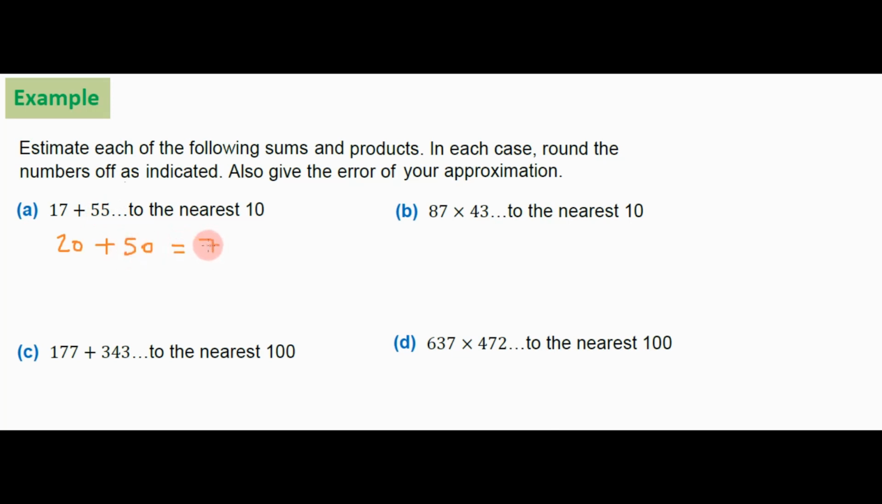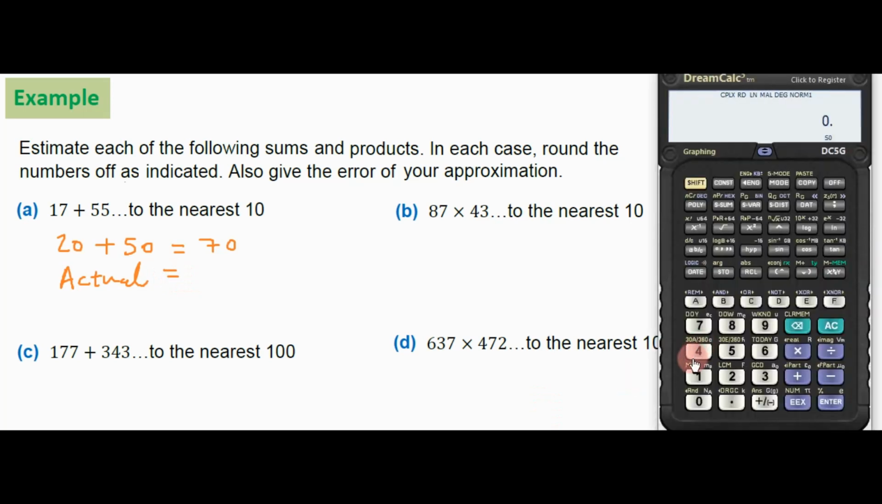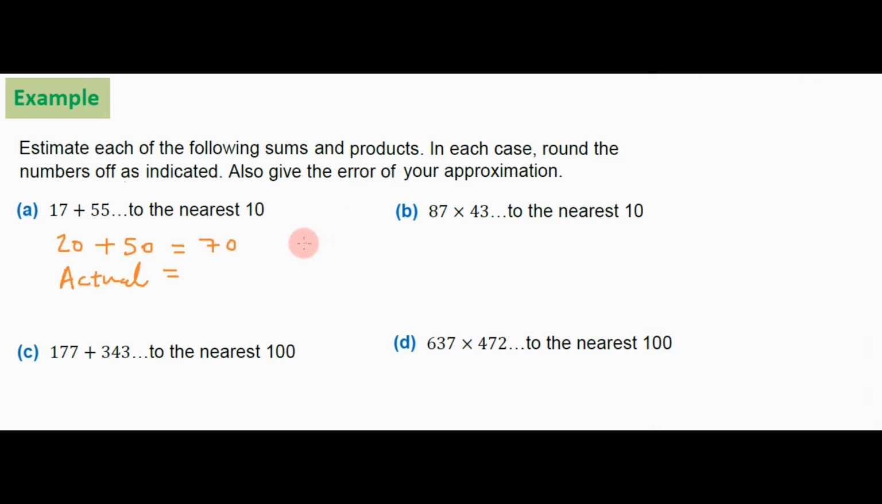And the answer is 70. So this is the estimate. Now, let's see what is the actual. We can use a calculator for that. So 17 plus 55, and we see that comes to 72. So, therefore, the error will be the difference between the actual and the estimate. So it's 72 minus 70, which of course is 2.